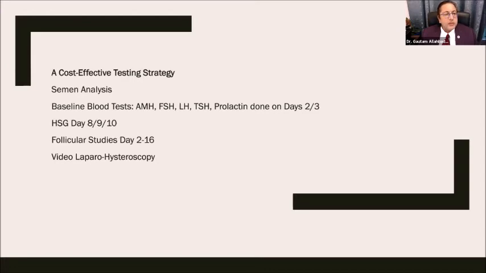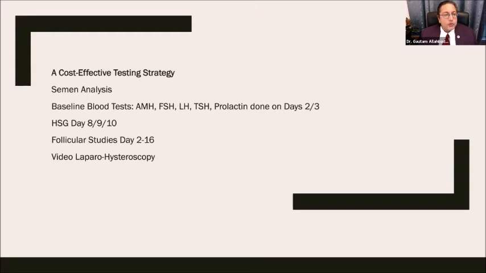Then you need to do something called baseline blood tests. By baseline, we mean these tests are done ideally on days 1, 2, or 3 of the menses. The single most important blood investigation is AMH, anti-Mullerian hormone. You also do FSH, LH, TSH, prolactin.